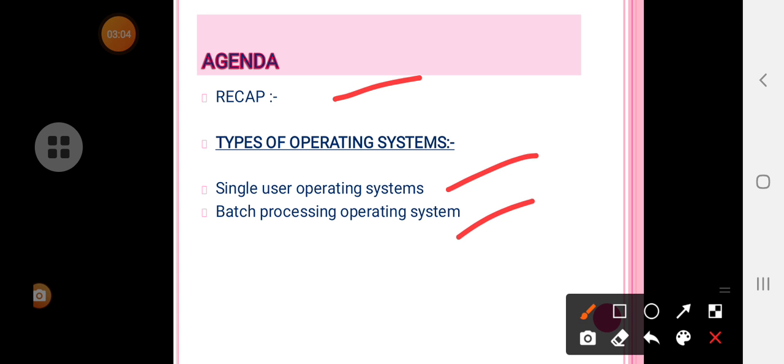Batch processing operating system means similar programs are collected and made into a group, and then one after the other the instructions are executed batch wise. That is batch processing operating systems. I gave an example, IBM 360 computers. For single user operating system, the example is MS DOS. Okay, these are the concepts which I discussed in the earlier classes.